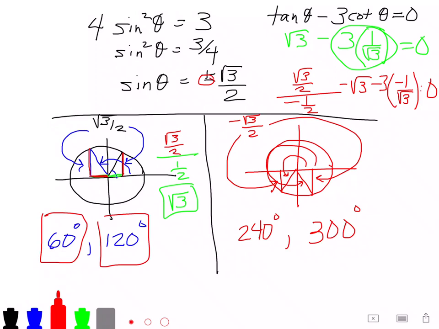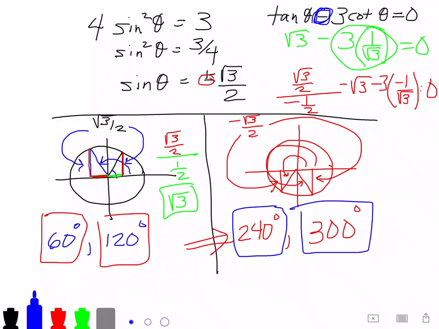When I go to this one over here, 240, my tangent is positive, my cotangent is positive. This one's going to work as well. Over here, my tangent is negative, my cotangent is negative, but I've got the minus sign right there. That's going to fix it. So all 4 of these are solutions to this problem.